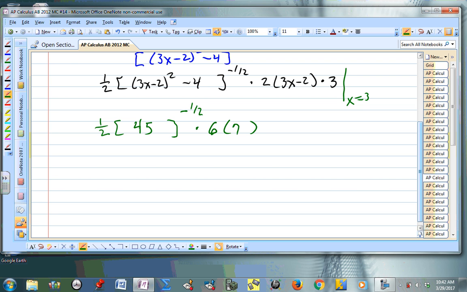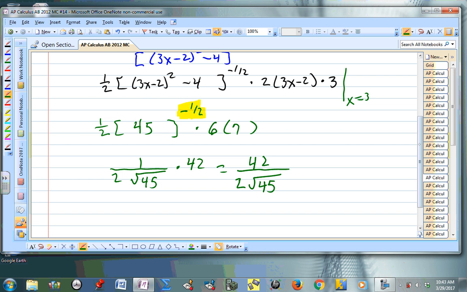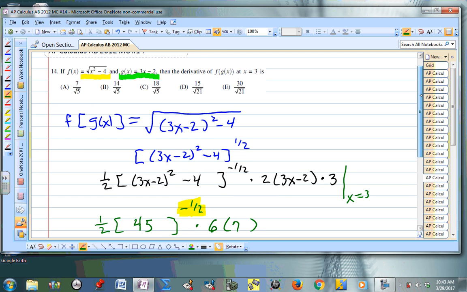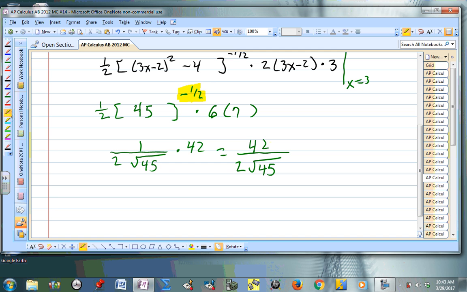Let's get to work. First, we're going to deal with the negative exponent. So we have 1 on top, 2 on the bottom, and 45 to the 1/2 power. It's going to go to the basement. I'm just going to call that root 45. And 6 times 7 is 42. 42 stays on top. To clean this up, think about a couple things here. Let's check. Still doesn't match anything, so we'll keep going.